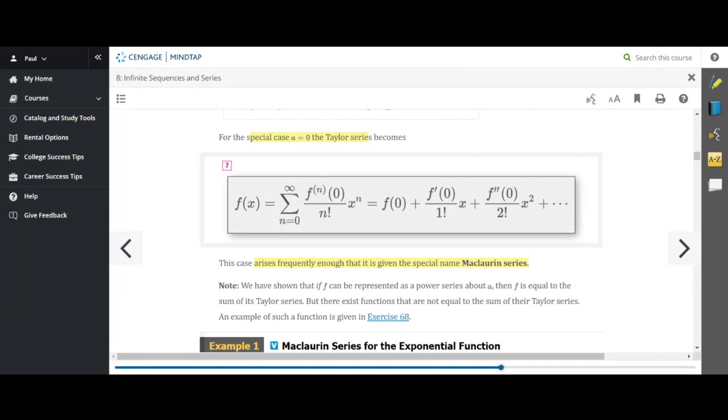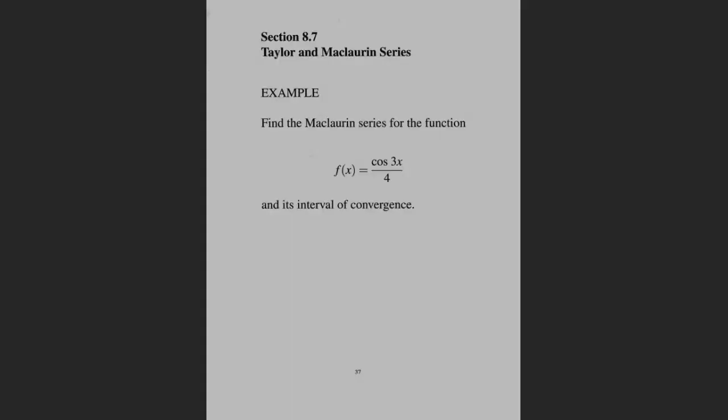Okay, we've got to find f of 0, f prime of 0, f double prime of 0, and f triple prime of 0. We just have to keep doing enough derivatives till we can get the pattern. Let me go back to the example here. We'll also find the interval of convergence for this problem. So here we go. Our function is cosine of 3x over 4.